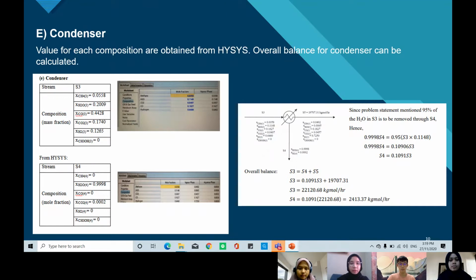For the condenser, in order to find its overall balance, we can take the mass fraction and mole fraction value for stream 3 and stream 4 from HYSYS. As we can see, since the problem statement mentioned that 95% of the H2O in stream 3 is to be removed through stream 4, we can calculate that S4 is equal to 0.1091 S3. So in the overall balance, by performing appropriate calculation, we can find that S3 is equal to 22,120.68 kilomole per hour, and then we can get that S4 is equal to 2,413.37 kilomole per hour. Next.